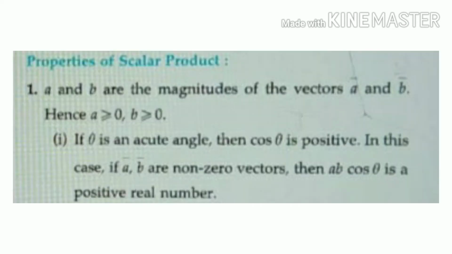Then the next point is properties of scalar product. Number one: small a and small b are the magnitudes of the vectors a bar and b bar. Hence small a is greater than or equal to 0 and small b is greater than or equal to 0. If theta is an acute angle, then cos theta is positive. In this case, if a bar and b bar are non-zero vectors, then ab cos theta is a positive real number.